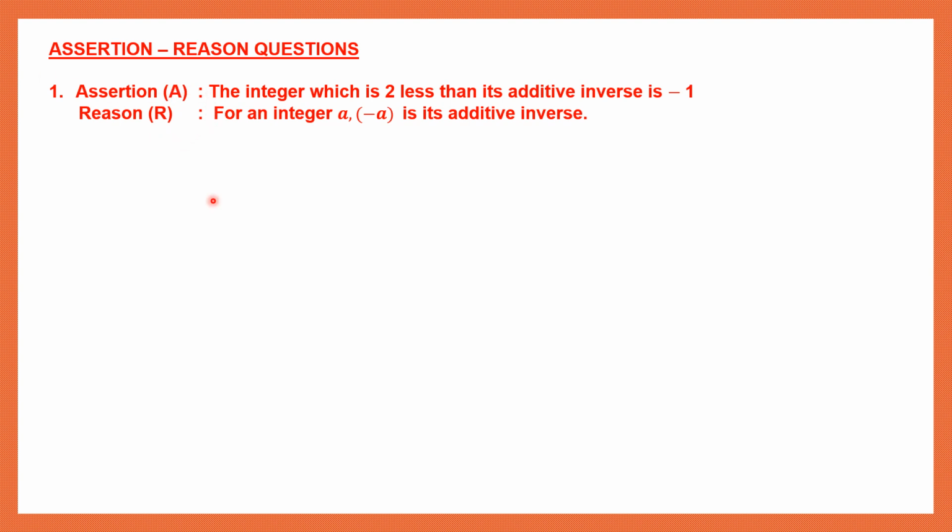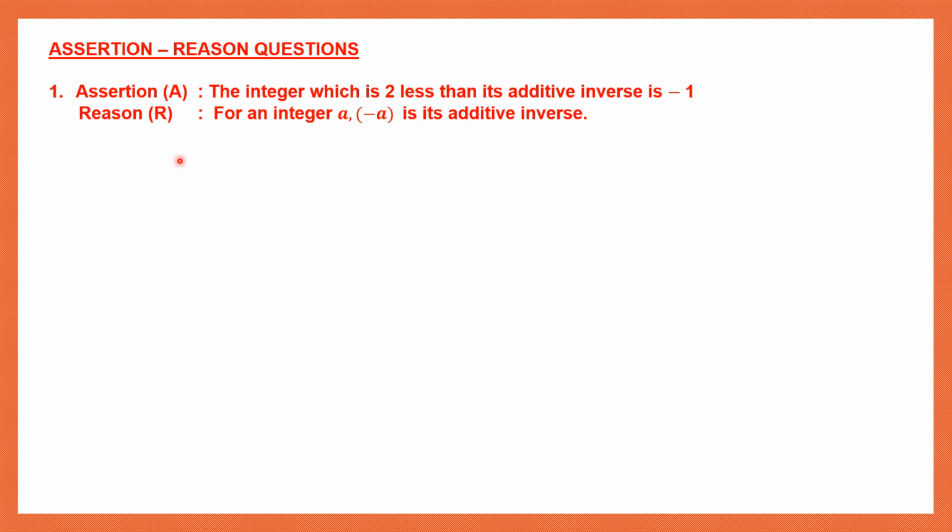So here we have four options. Multiple choice questions, we have four options. In this, both assertion and reason are true and the reason is the correct explanation. That is option 1, where both are true and this reason is the correct explanation for this assertion. Option 2 will be where both the assertion and reason are true, but the reason is not the correct explanation. Option 3 will be assertion is true but reason is false. Option 4 will be assertion is false and reason is true.